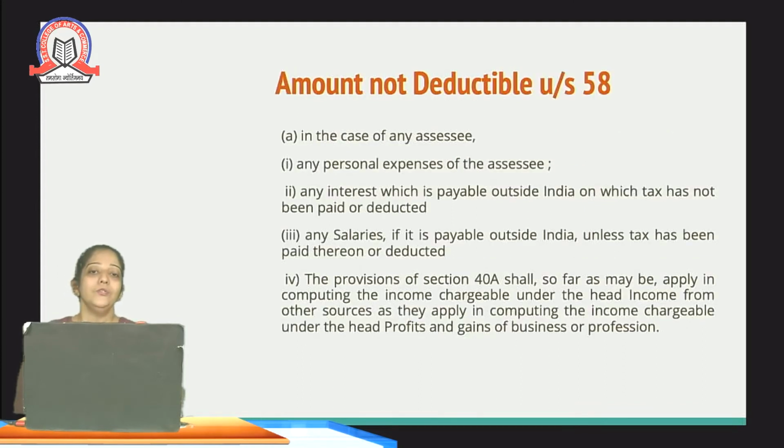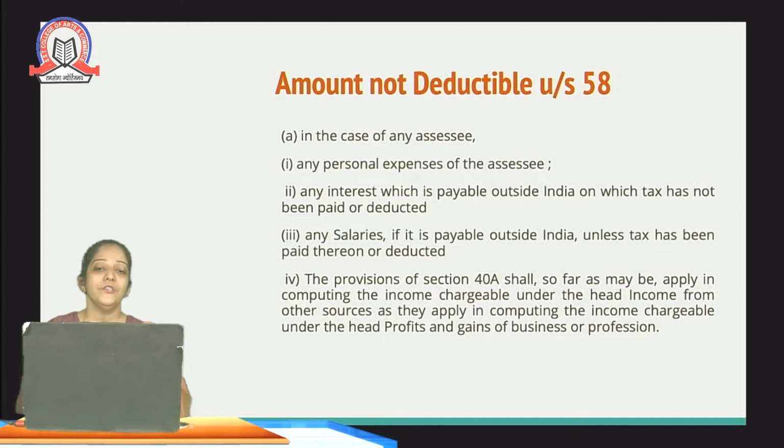Now, amounts not deductible. Which are the categories of amounts which will not be allowed as a deduction, as mentioned under section 58? In case of any assessee making personal expenses, or if interest is payable outside India and the TDS, that is tax deducted at source, is not deducted, or any salaries payable outside India unless tax has been paid thereon. That means whatever income is paid outside India, if the TDS is not deducted, that amount will not be allowed as a deduction.